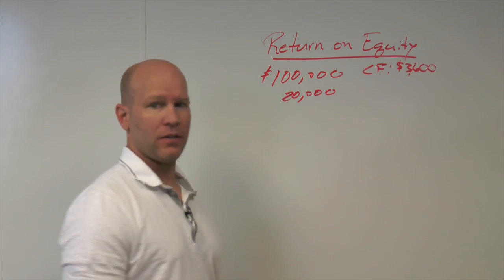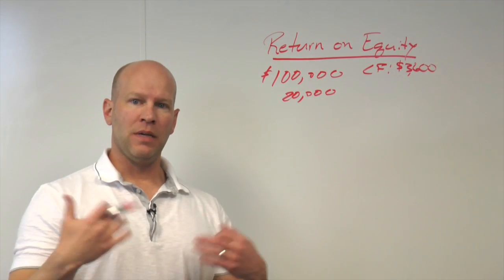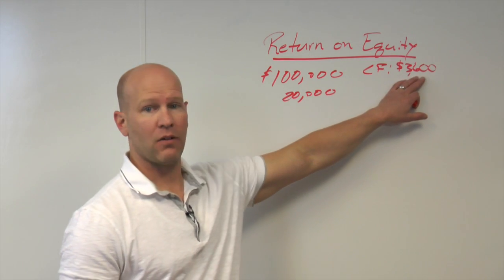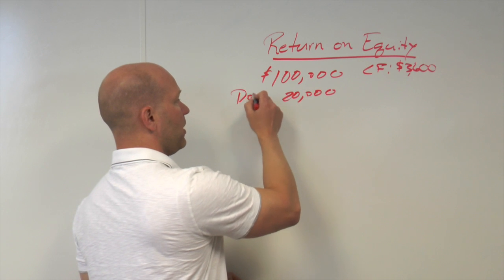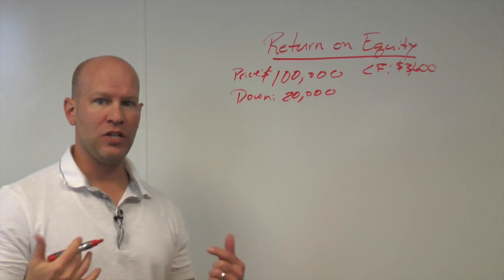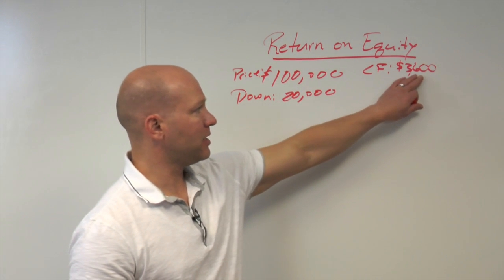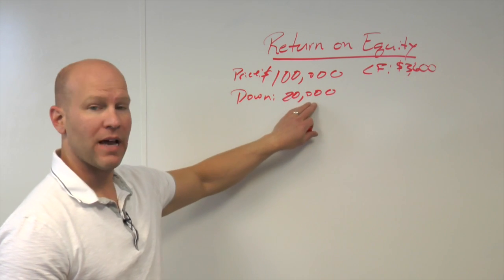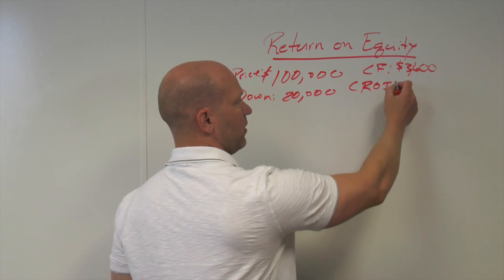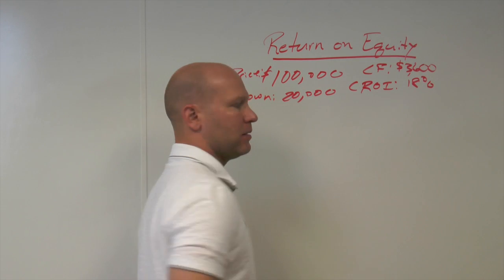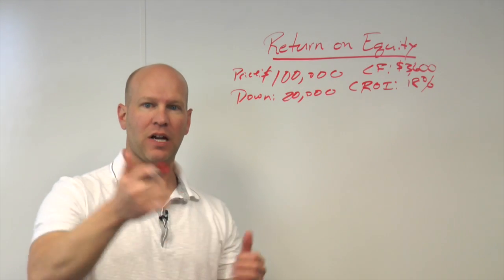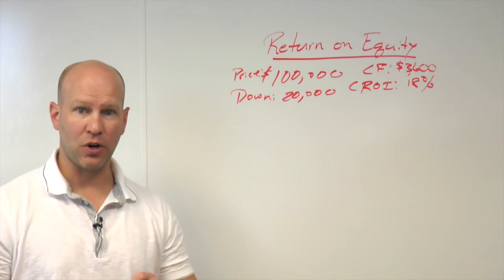$3,600 a year. Okay, so immediately we can say the return on investment first year, if we're $3,600 cash flow and we've got $20,000 down, then our initial return is simply $3,600 divided by $20,000, and that gives us a cash return on investment of 18%. Now, if you don't understand how to figure return on investment, I've got another video on that, but today we're going to do return on equity.